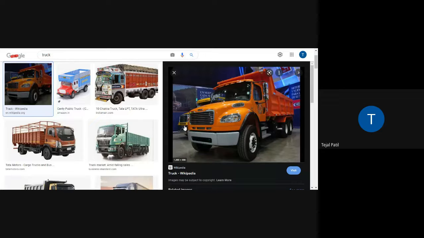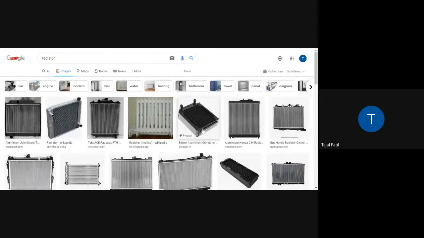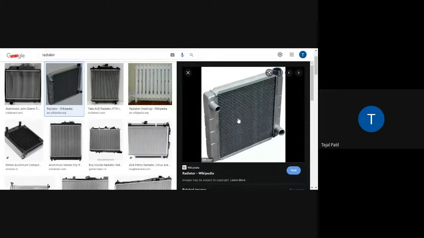This is the outer covering. Inside I will show you again. Okay. So inside it is looking like this.